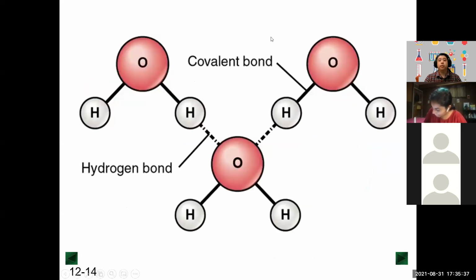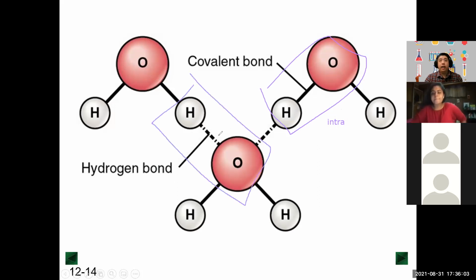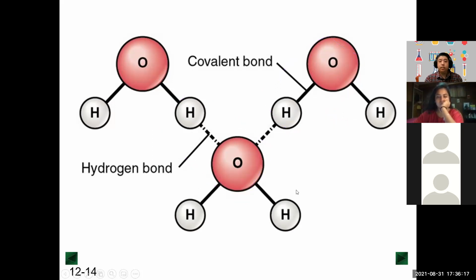Let's continue. So once again, to clarify, covalent bonds are between your hydrogen and your oxygen. That's the actual solid line bond. This is an intramolecular force. Okay, I'll just type intra here so you have that. Hydrogen bond is the dotted lines, the attraction between this hydrogen here and the oxygen of another molecule. So this is your intermolecular force. One is within the molecule, one is between molecules. Any questions up to this point?